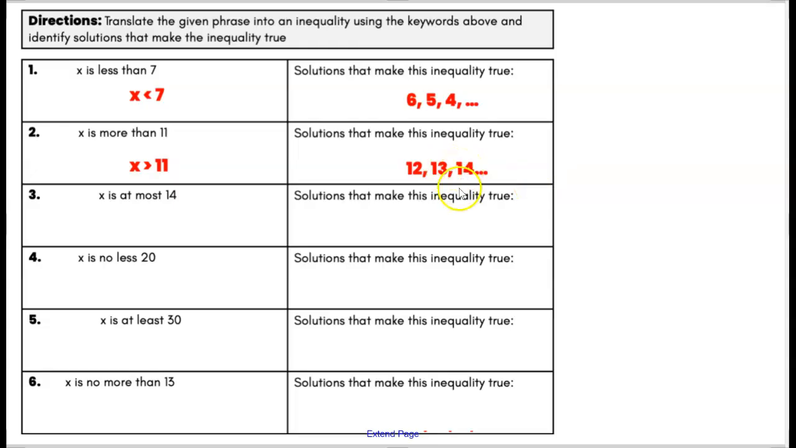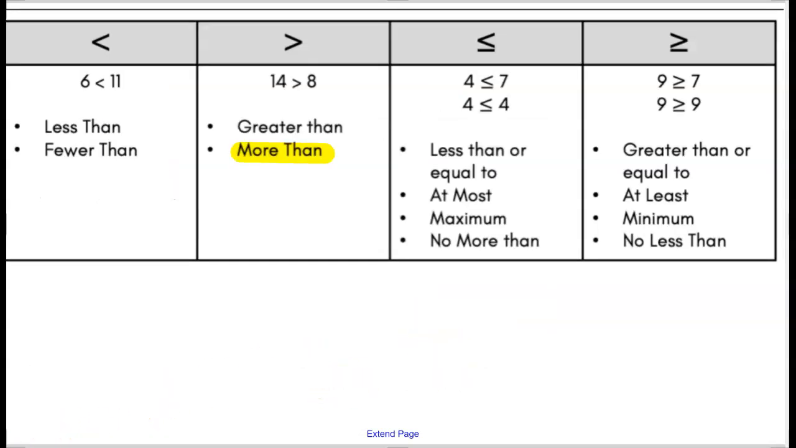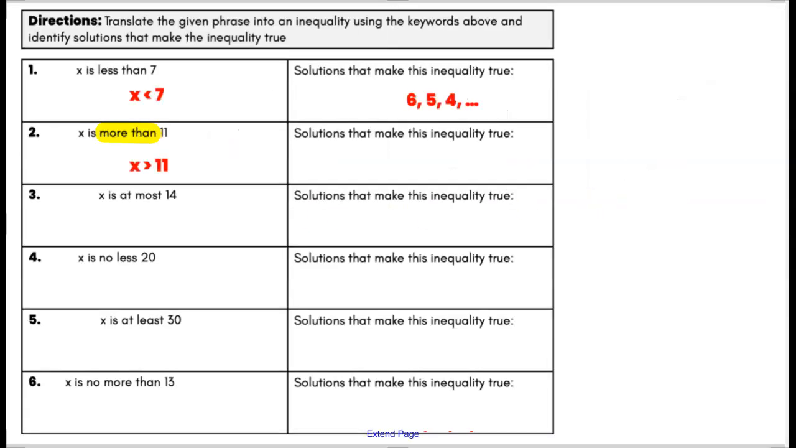All right, go ahead and pause the video here and see if you can use these phrases here to answer 3, 4, 5, and 6.